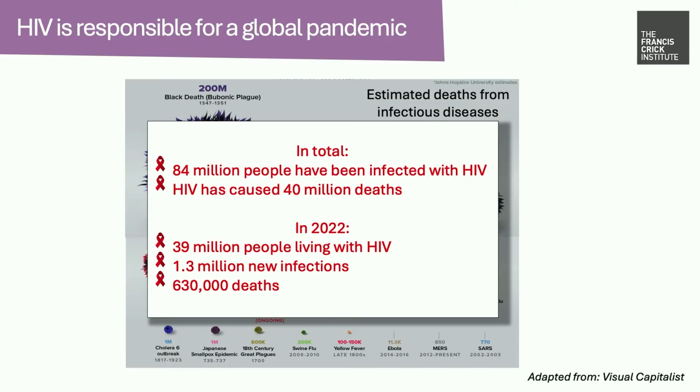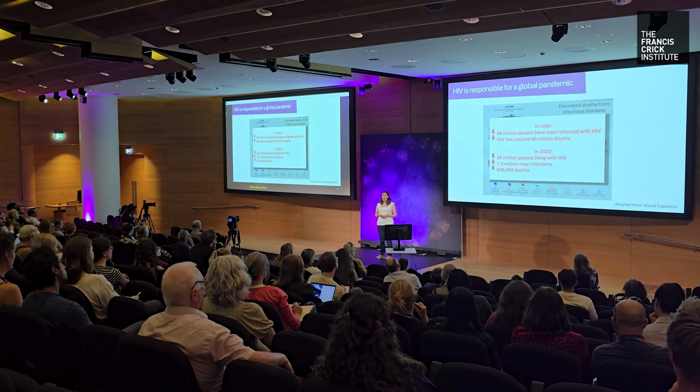In total, HIV has infected 84 million people, and it's actually killed nearly half of those people. In fact, left untreated, HIV would kill almost everybody that was infected. Today we have about 39 million people living with HIV, and we've got the number of deaths down to less than 1 million a year.